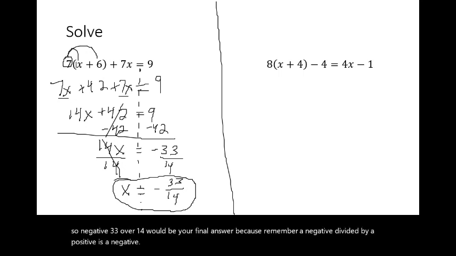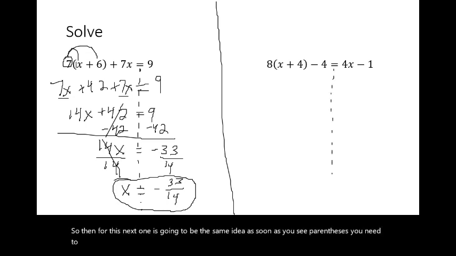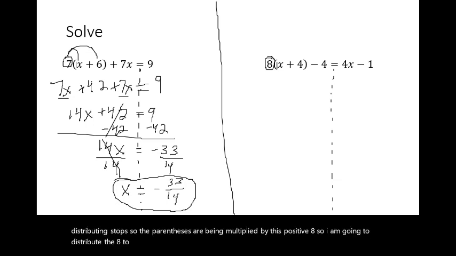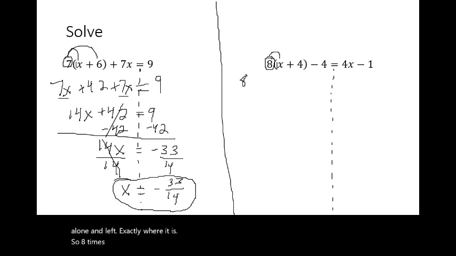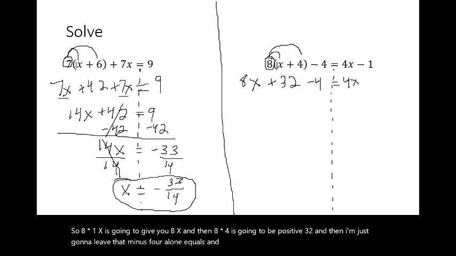So then for this next one, it's going to be the same idea. As soon as you see parentheses, you need to take care of those first before you do anything else. And as soon as parentheses stop, distributing stops. So the parentheses are being multiplied by this positive 8. So I am going to distribute the 8 to the parentheses, and anything that is not the parentheses is going to be left alone and left exactly where it is. So 8 times 1x is going to give you 8x. And then 8 times 4 is going to be positive 32. And then I'm just going to leave that minus 4 alone, equals, and I'm going to leave everything on the right side of the equal sign alone.